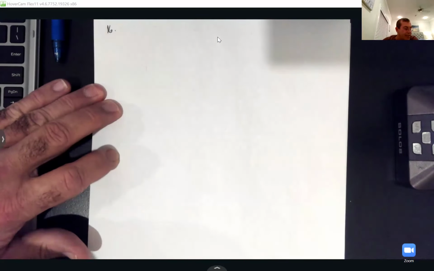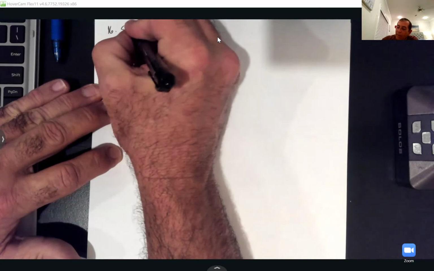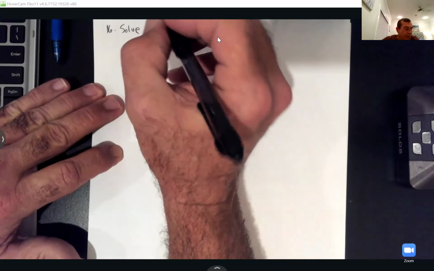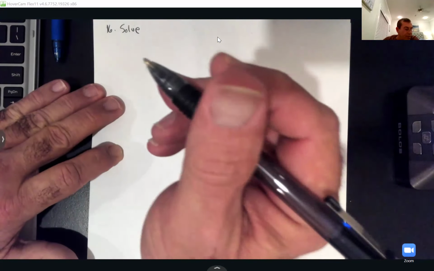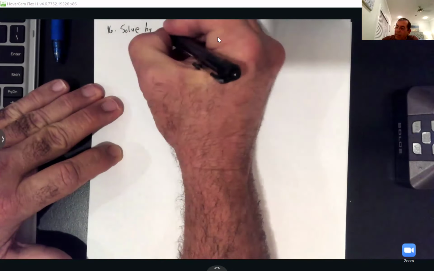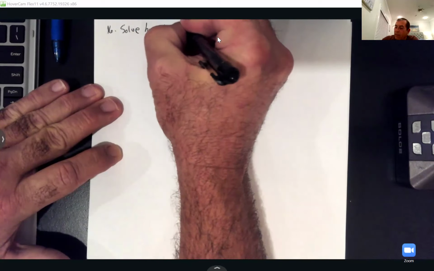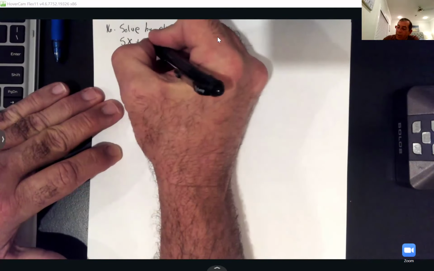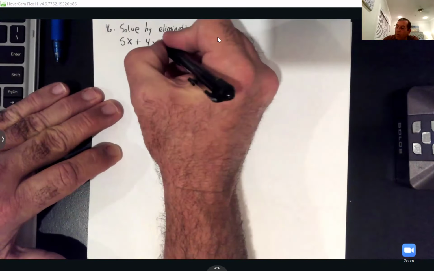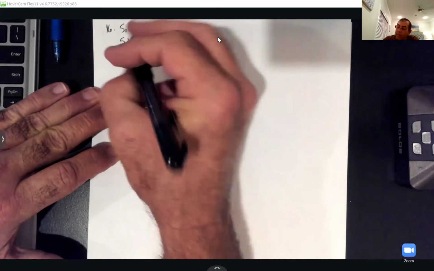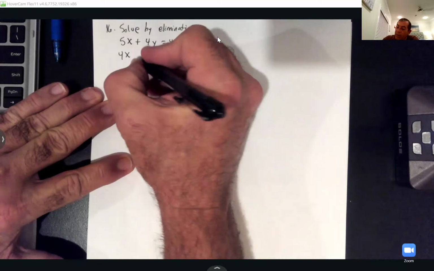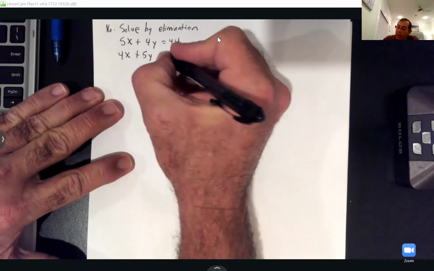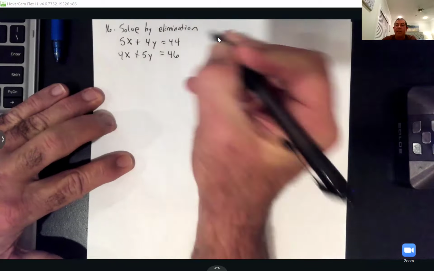Now we start getting into the systems of equations. So 16 says solve the following system by elimination. They're giving me 5x plus 4y equals 44, 4x plus 5y equals 46.